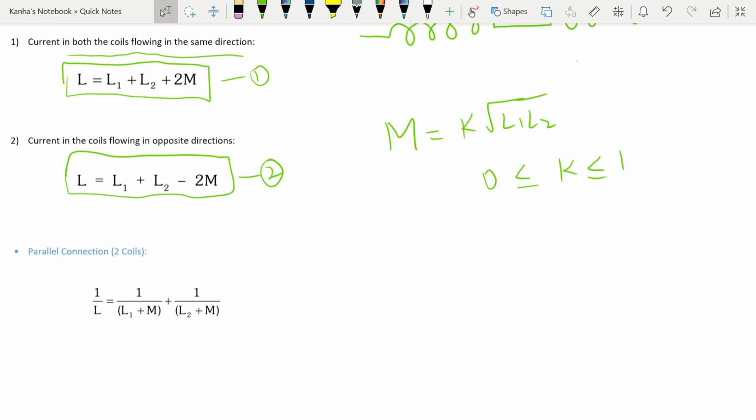For the parallel connection of two coils, I can easily write that the net inductance is given by 1 by L1 plus M plus 1 by L2 plus M. You should also make a quick note of this quantity.